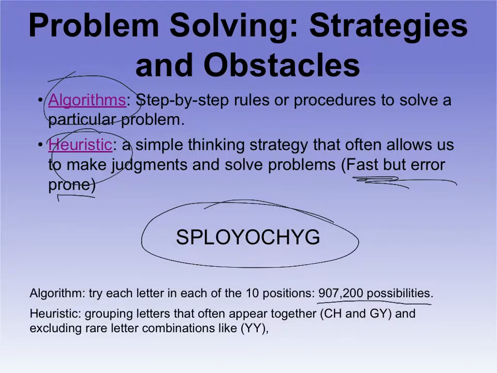What you more likely did, and you probably did it in your head without realizing it, is group letters together that often appear together, like the C and H often go together, G and Y. You didn't, in your mind, put any Y combinations. I can't think of any English words that have two consecutive Ys in them. So that would be using a heuristic. It's a shortcut, and in this case, one that was not error-prone, that allowed you to come to the answer much more quickly.